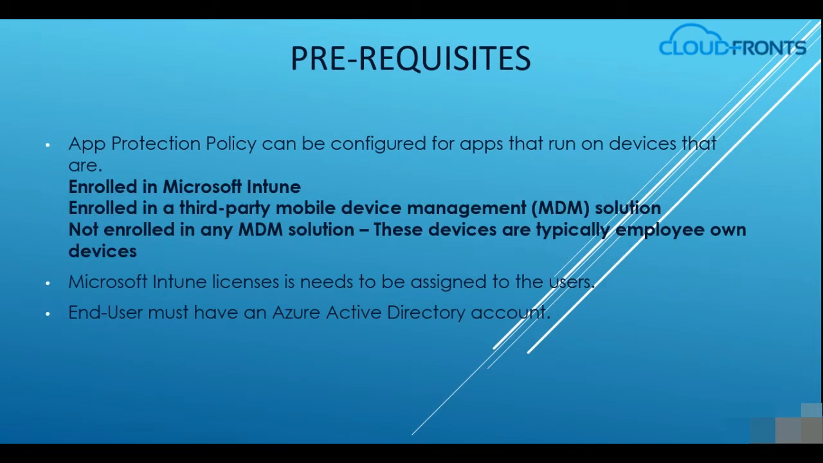So there are some prerequisites before we proceed with this. App protection policy can be configured for apps that run on devices that are, number one, enrolled in Microsoft Intune; the next one, enrolled with a third-party MDM solution; and the third one, not enrolled in any MDM solution, which means that these devices are typically employee-owned devices. The other prerequisite is that Microsoft Intune licenses are necessary to be assigned to the users, and then the end user must have an Azure Active Directory account.